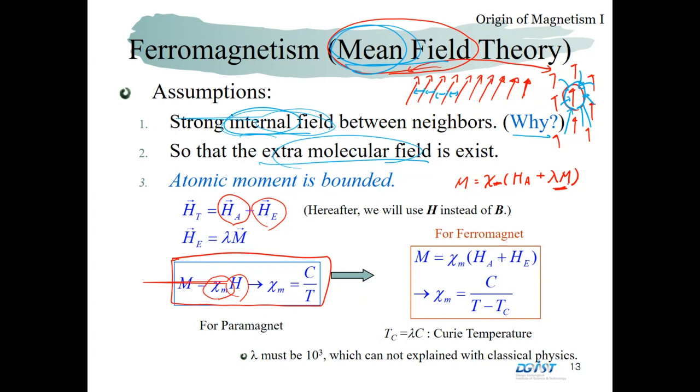Okay. So now we have an M on the right-hand side again. So in order to obtain the susceptibility, we need some trick. Anyway, somehow the result for the susceptibility has this form. The different thing is that here the susceptibility is inversely proportional to the temperature in this form.